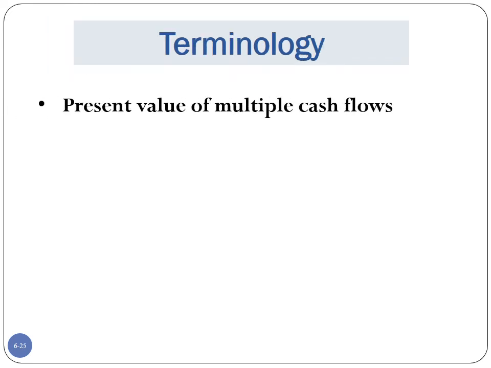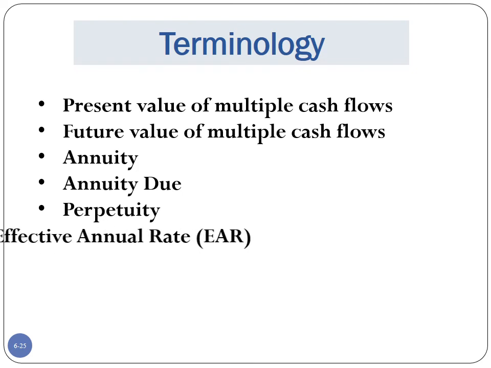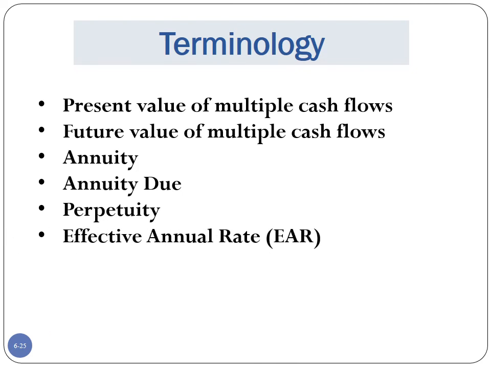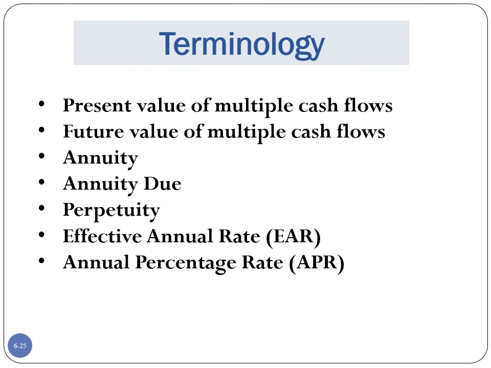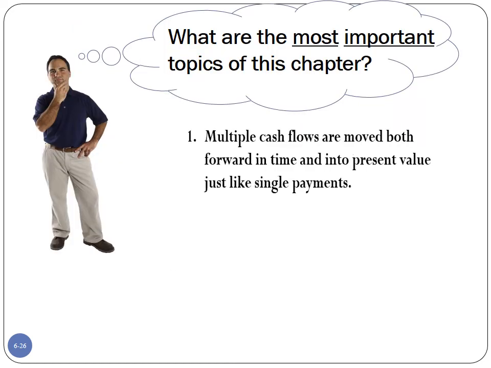So what's our terminology? Present value of multiple cash flows, future value of multiple cash flows, an annuity due, a perpetuity, the effective annual rate, which we really didn't talk about, and the annual percentage rate, which we really didn't talk about. You can read about these in your text. And continuous compounding, which is another variation. So what are the most important topics of this chapter?